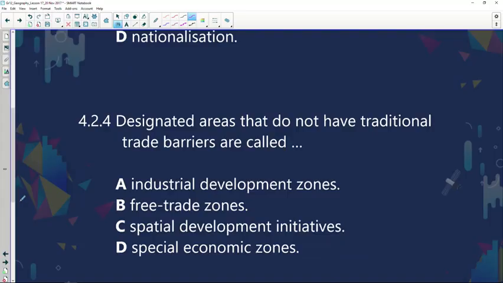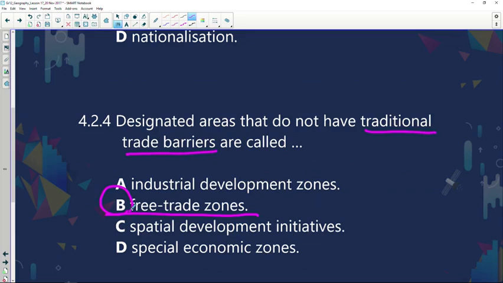Designated areas that do not have traditional trade barriers are called free trade zones. Now, if you look at it, they have no traditional trade barriers, so it means trade can take place continuously and freely, and that is known as free trade zones. So the correct answer over here is B.